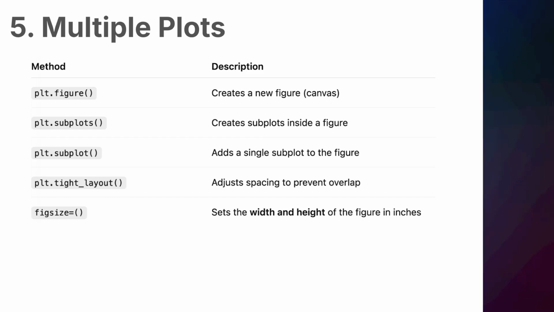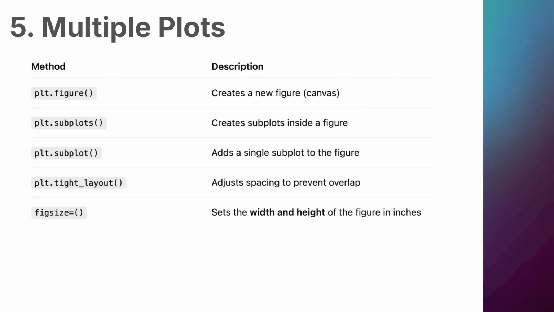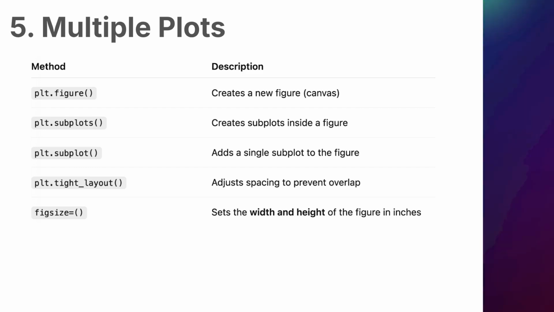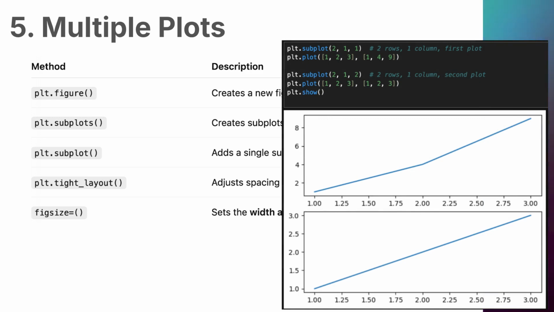Next, subplot method. It helps you create multiple plots inside one figure. You place plots in a grid layout. It's great for quick side-by-side or stacked comparisons. Let's say you want to create a 2x1 matrix.